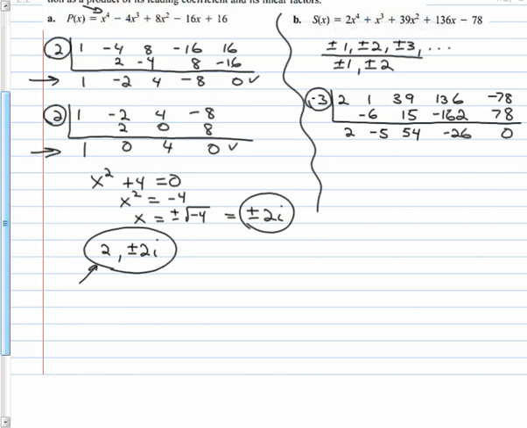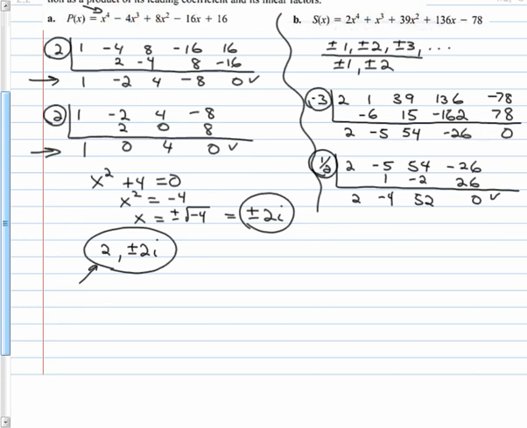I'm going to do the 1/2. We can have fractions that we do synthetic division with. I'm going to do the reduced one: 2, -5, 54, -26. Bring down my 2. Half of 2 is 1. There's -4. Half of -4 is -2. We have 52. Half of 52, 26. There is another 0. It worked out.